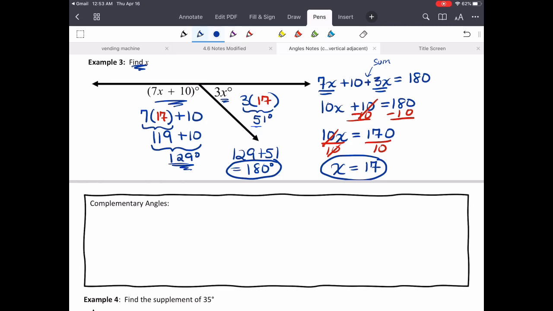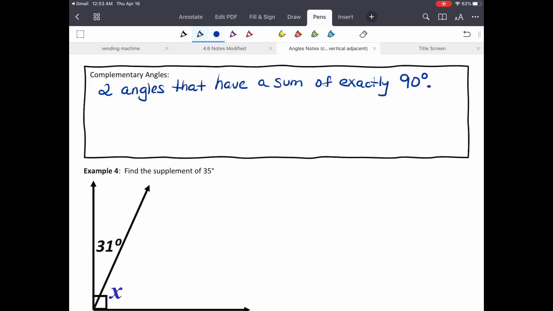But again, like I said, we just had to figure out x, but sometimes it's going to ask you what the angle measurement is as well, so we have to put that number in. All right, now moving on to complementary angles, two angles that have a sum of exactly 90 degrees.